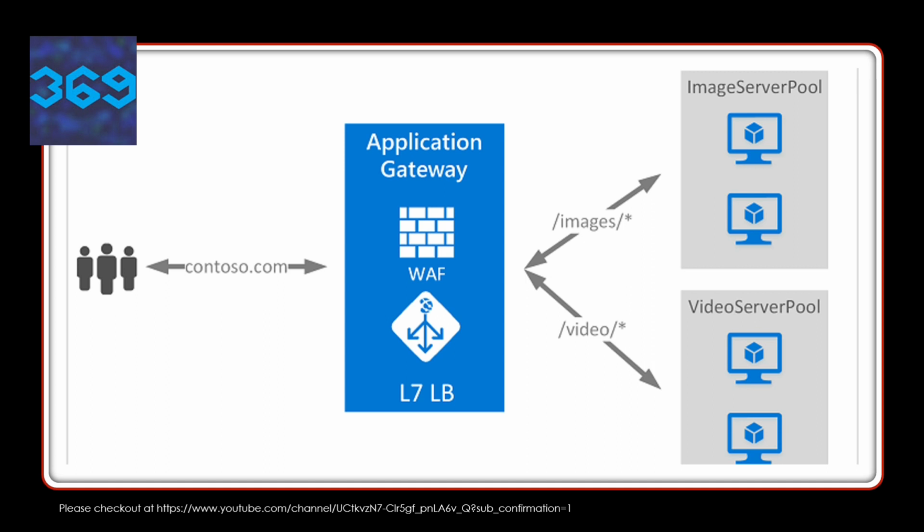So you have this user and the traffic, which it will actually check, and if the URL is for images, it will direct the traffic to the images pool, and for videos it will direct the traffic to the videos pool. All right, it's a layer 7 load balancer.